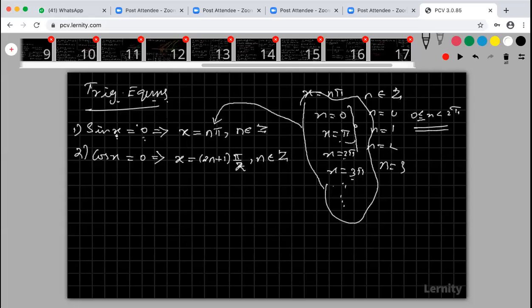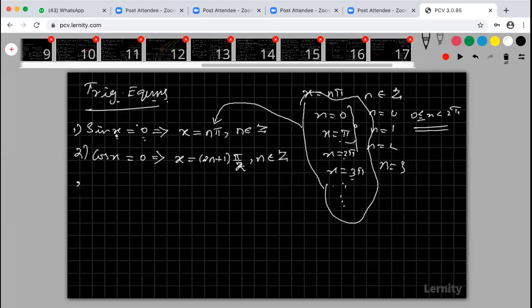I'm just repeating the topic from the beginning. These are the trigonometric equations, these are the solutions, and these two are called principal solutions, and the entire thing is called the general solution. A minimum of two solutions.